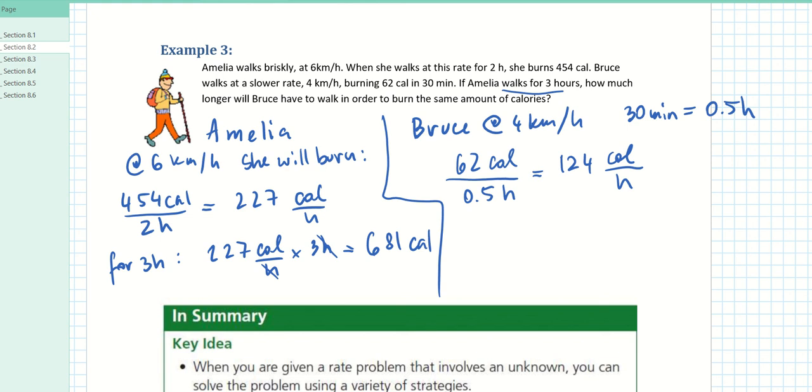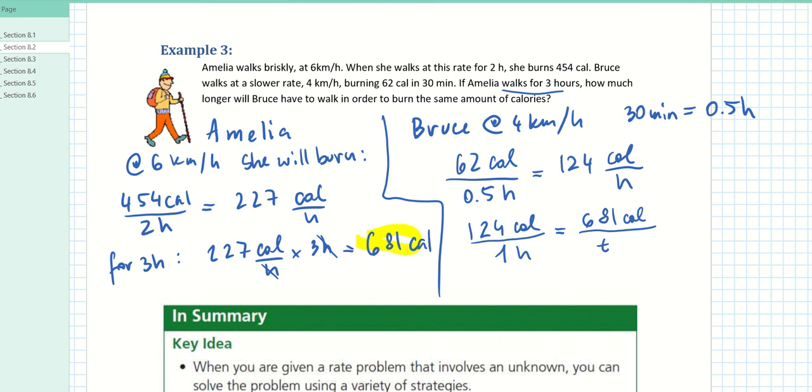Okay. Now he wants to match the same number of calories as Amelia, so he wants to burn the same 681 calories in his walk, but he's walking slower. So let's take his rate, 124 calories per 1 hour, and write down the cross multiplication problem. Now the goal is to match the same number of calories, so I'm going to write the same number of calories as Amelia on the same line as calories, so 681 calories. And then the time is going to be unknown. t is the unknown, so that's what we need to find.